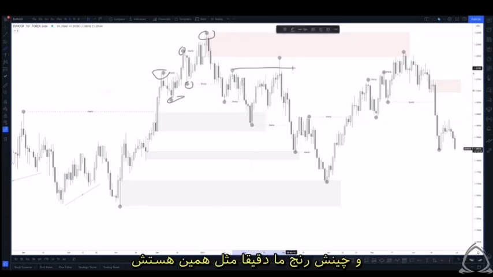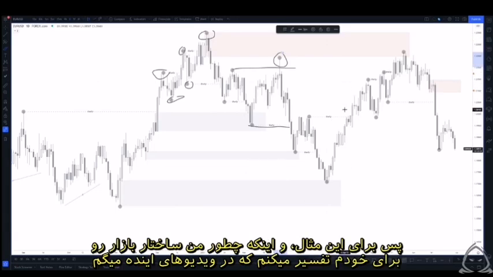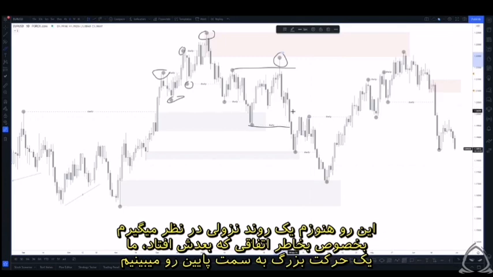And we would be mapping out our range just like this. And what we can see is, although we did wick break the previous lower high, we never actually closed above the high. So for this example and for how I map out market structure, which we will talk about in a future video, I would consider this still part of the overall downtrend, especially because of what happens next.